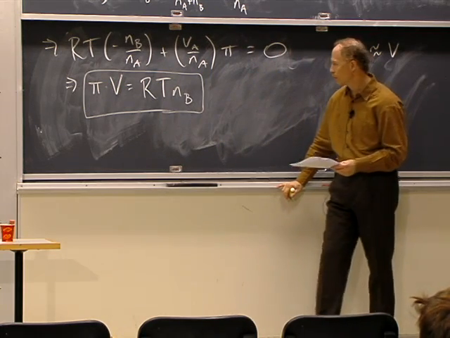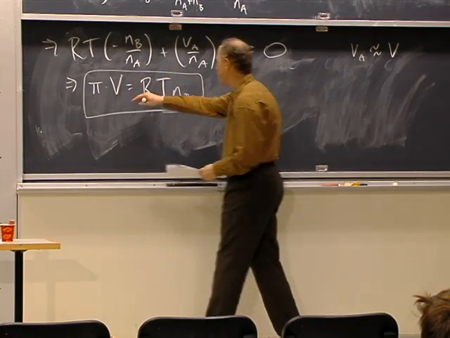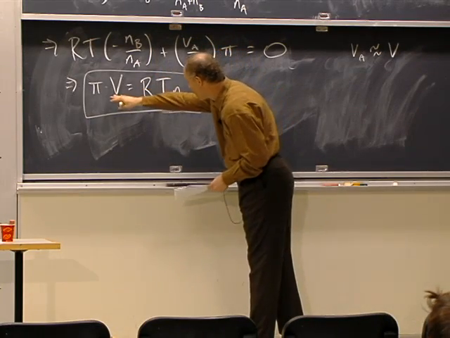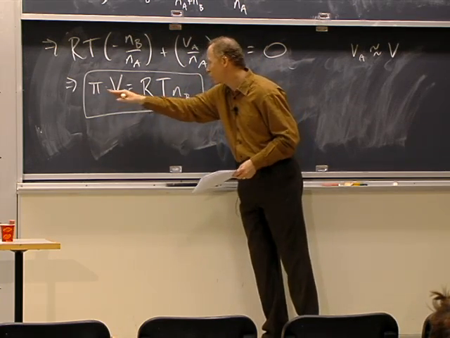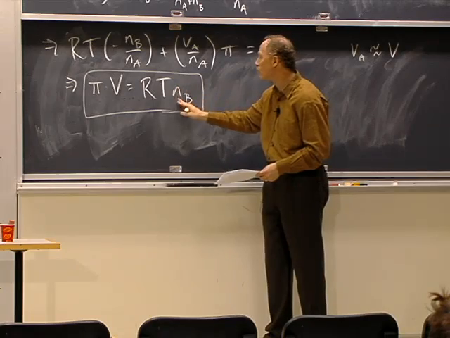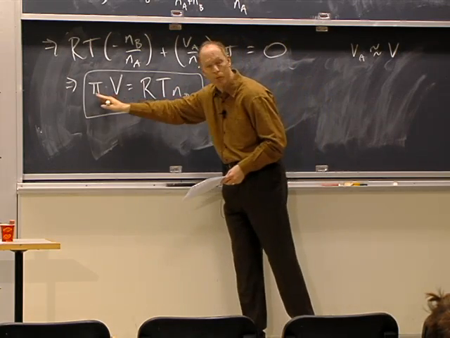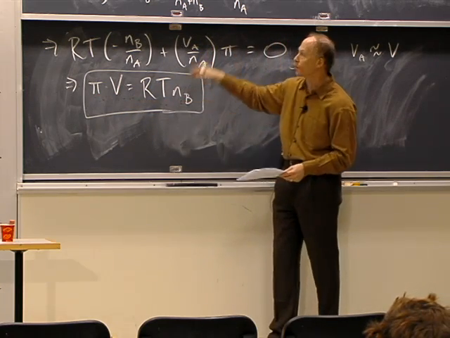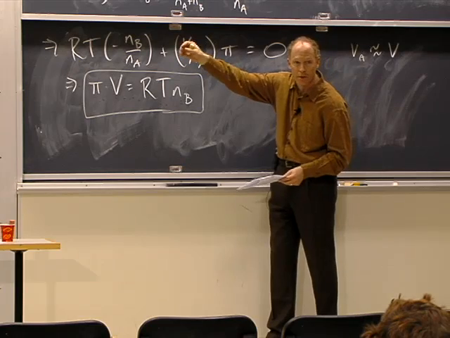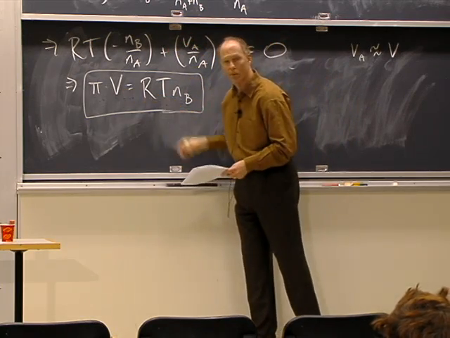So we have a very simple expression, which is called the Van 't Hoff equation, and look at how it resembles the ideal gas law. This is a pressure times a volume equals a number of moles times RT. Of course, really, it's a change in pressure, and this number of moles is the number of moles of a solute constituent in a solution. But it has the same form that you're familiar with.